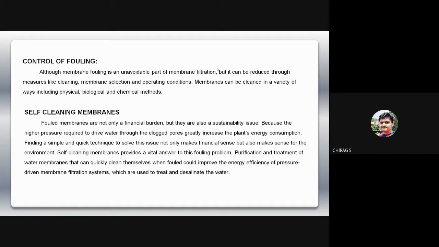In water purification and treatment, membranes that can quickly clean themselves when fouled could improve the energy efficiency of pressure-driven membrane filtration systems. Cleaning membranes manually is a hectic job. So in the upcoming days, self-cleaning membranes will surely be the future of membrane technology.